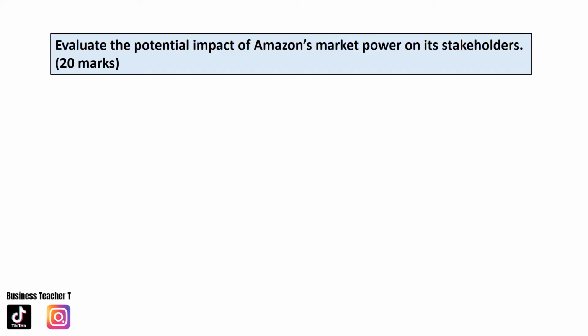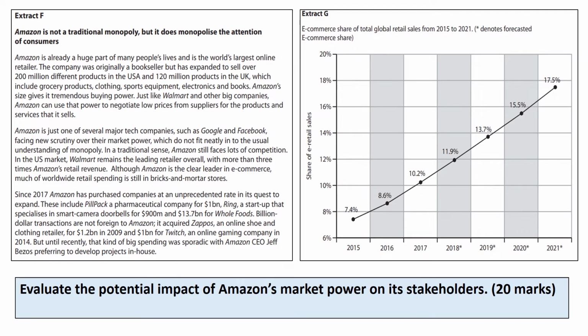This is a paper 1 question. Evaluate the potential impact of Amazon's market power on its stakeholders. 20 marks. And here are the relevant extracts that we won't ignore.